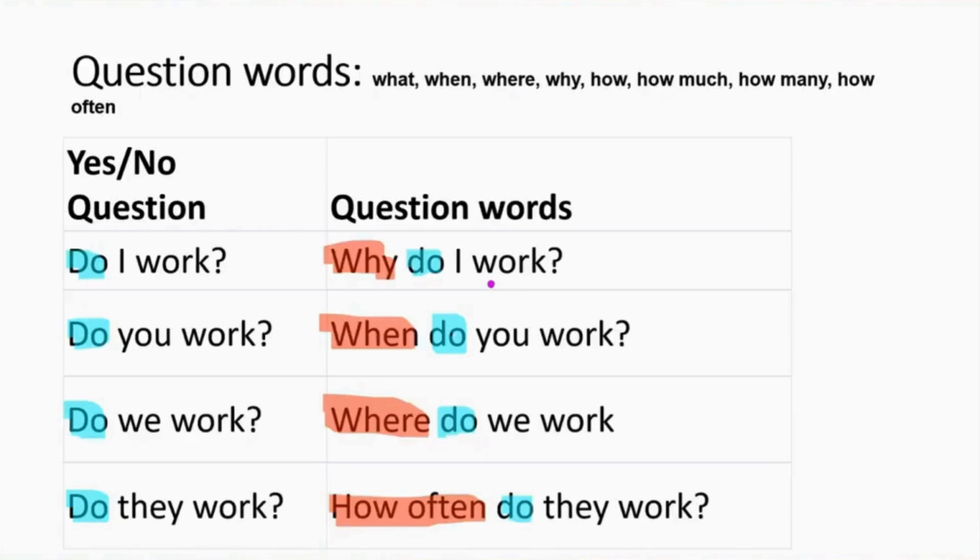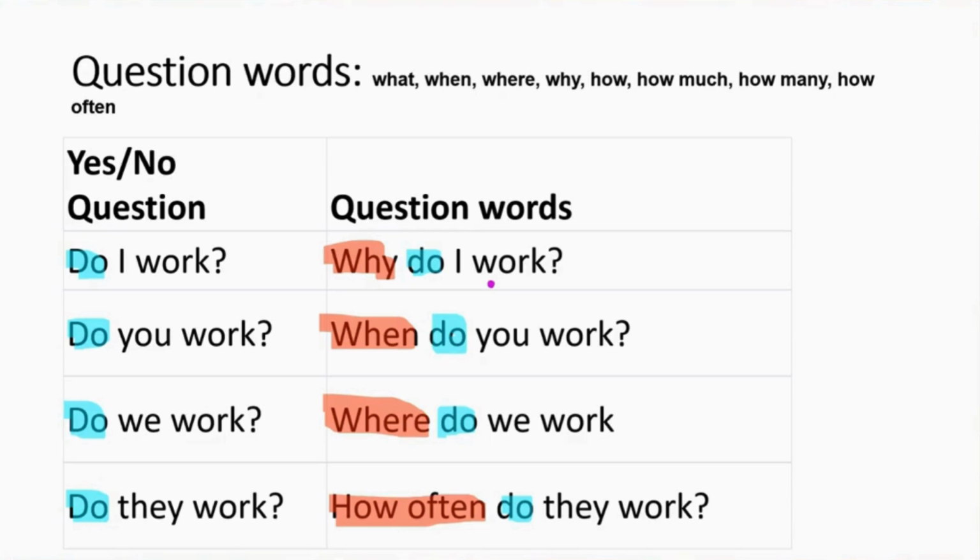When we ask questions using do or does, such as do I work? Do you work? Do we work? Do they work? Does he work? Does she work? Does Sarah work? Does it work? The response will be yes or no. So that's why they are called yes or no questions. But for the questions where we want a response or some kind of information, they start with question words. Question words are what, when, where, why, how much, how many, how often, etc.